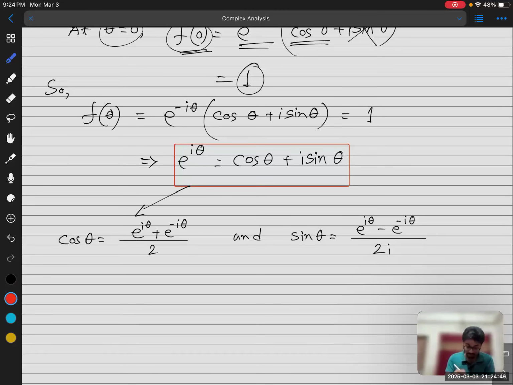So we just need to consider e to the power i theta, and e to the power minus i theta will be cos theta minus i sin theta. Eventually, if we replace theta by minus theta, then by even and odd function consideration, cos is an even function, so it will be cos theta, and sin is an odd function, so it will be minus sin theta. So from here we get these two properties.